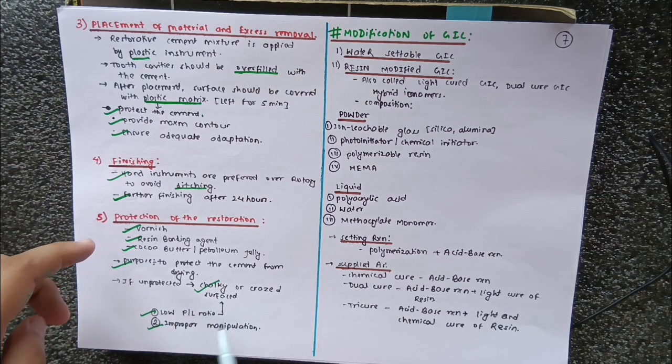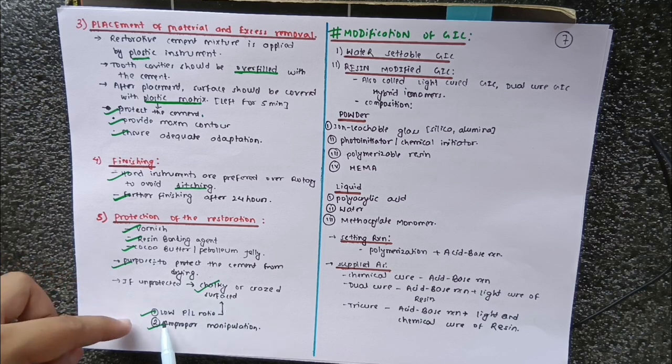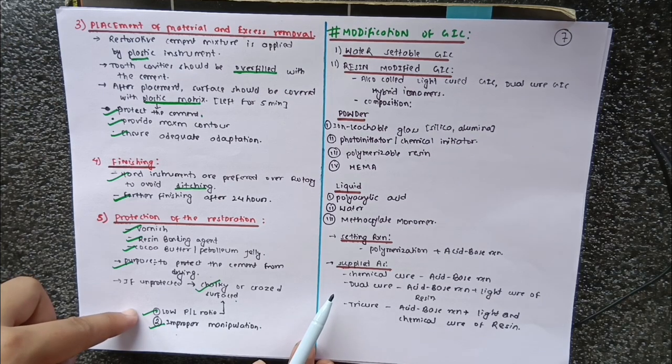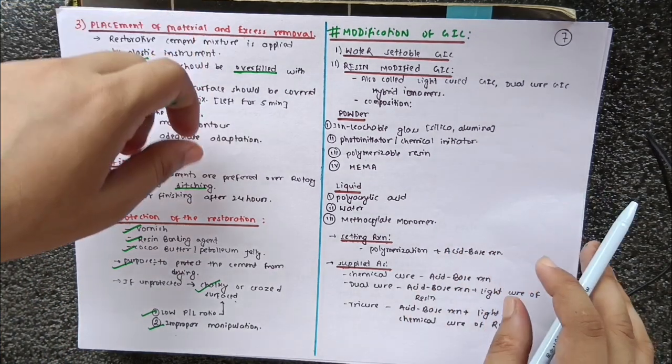Especially in the restorative GIC, it occurs. So if there is a low powder to liquid ratio, it means lower than the 3:1 ratio, then there is a chalky or crazed surface, and improper manipulation also can cause this. So we have completed the manipulation portion.